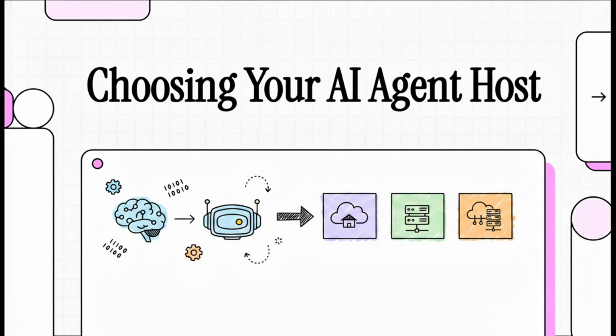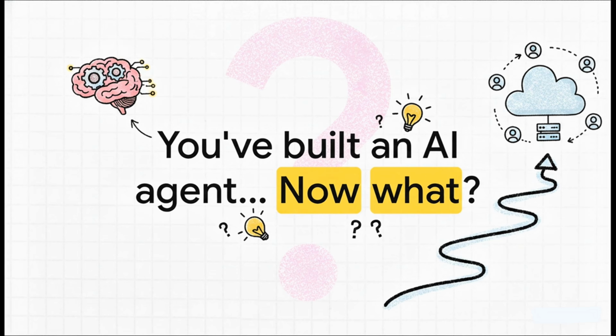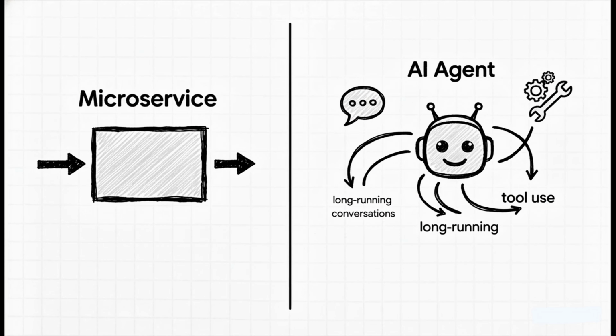All right, so let's set the scene. You've spent all this time, maybe weeks, maybe months, and you've built this amazing AI agent. It's smart, it's capable, but now what? The real challenge, honestly, isn't just the building part. It's figuring out how to get it into production so people can actually use it. Now, your first thought might be, hey, I'll just deploy this like any other app, right? And look, for a really simple agent, that might fly at first.